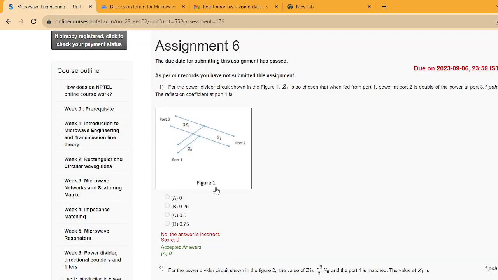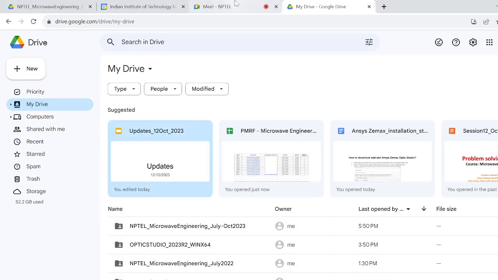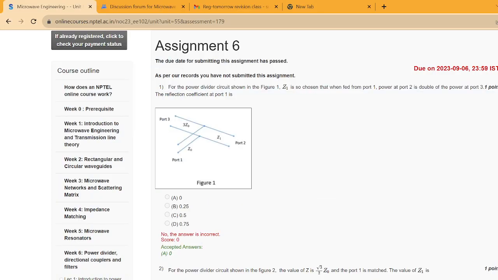In assignment 6, you had asked a doubt in the first question, where you have the power divider. So I'll just draw that. This is port 2, this is port 3, and this one is port 1.